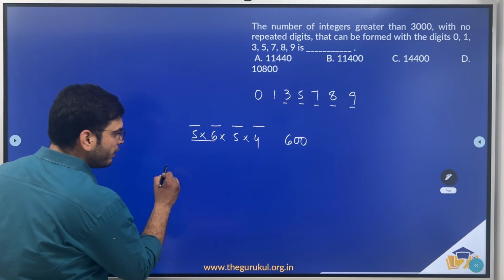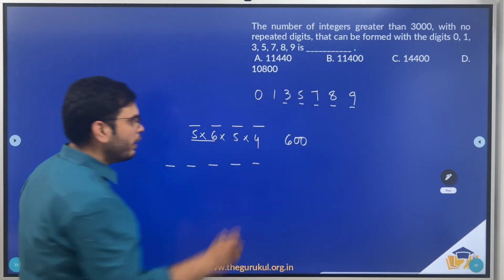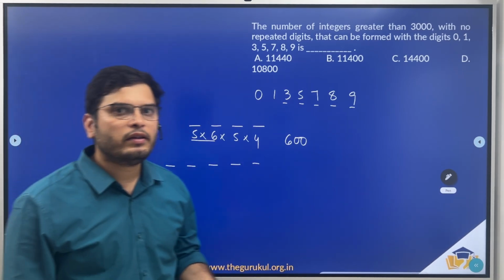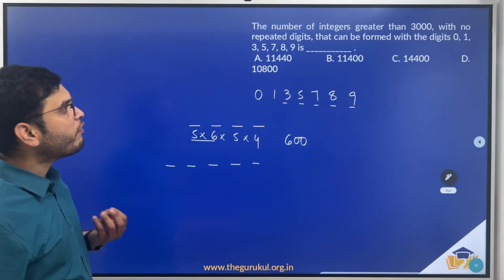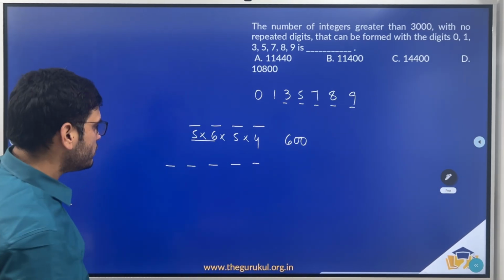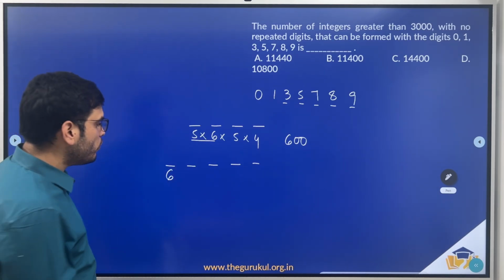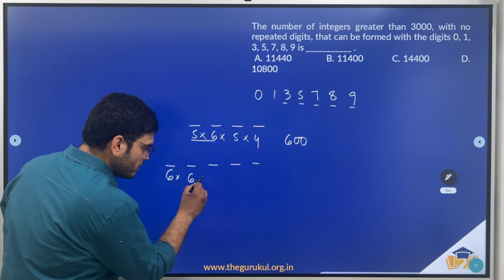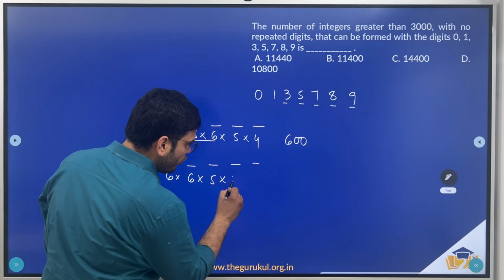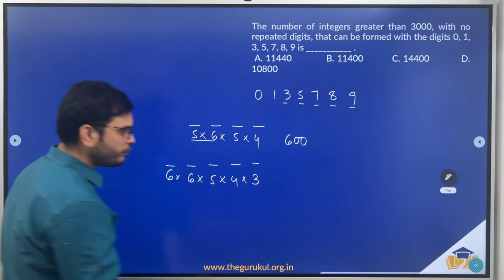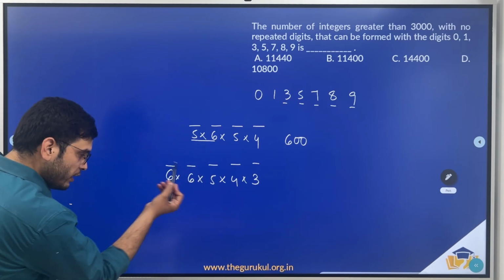Then coming to 5-digit numbers. Now any 5-digit number will be greater than 3000. Right. So let us see how many 5-digit numbers can be formed using these 7 digits. Right. So you can select this digit in 6 ways, because you cannot include 0. Then you can select this in 6, 5, 4 into 3. Right. Now this is 5-digit numbers.